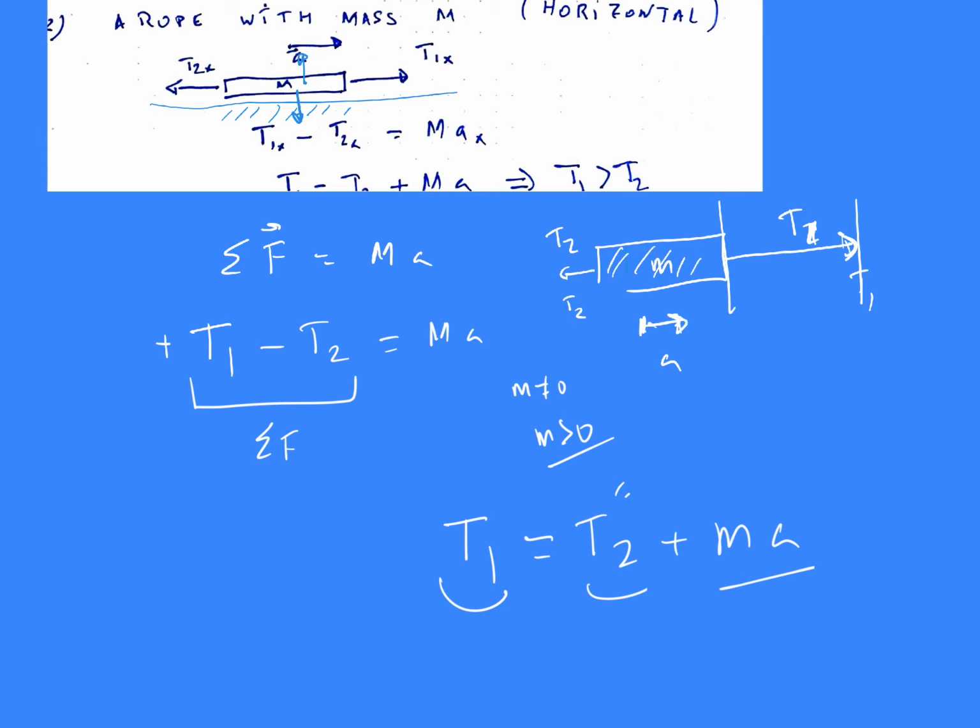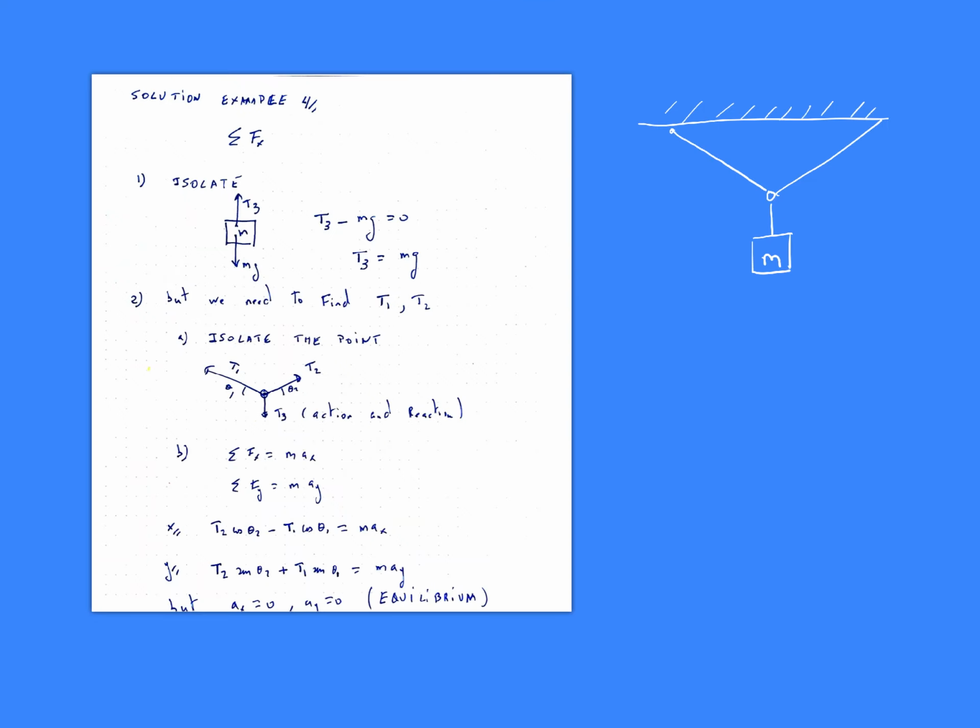The fact that T1 is bigger than T2 is what makes it possible for the acceleration of the body to go to the right, in the direction where there is more force. Okay, now we are going to discuss this problem.